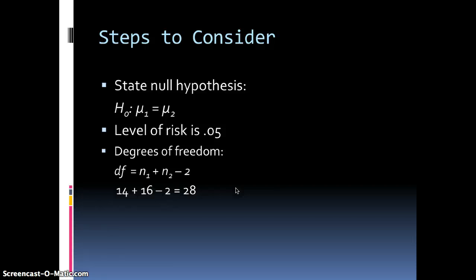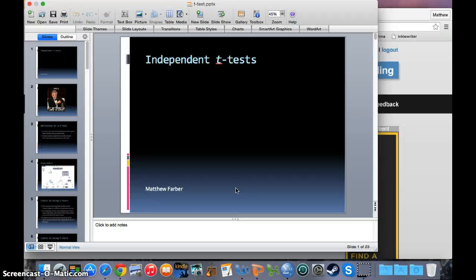The null hypothesis says there's no difference between the means for the suburban group and the urban group. And the level of risk is 0.05, that's the p-value. And for the degrees of freedom, we have 14 scores for the urban population and 16 for suburban, minus 2, which gives a degree of freedom of 28.